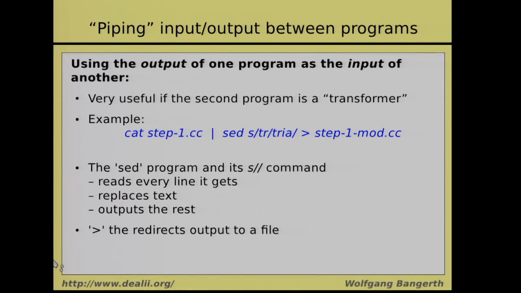And then I'm going to use the bigger than sign. What that does is the output of sed, instead of being printed to the screen, is redirected into a file. So this command line is going to read the file step1.cc, replace every occurrence of the text tr by tria, and then put the whole thing with the replaced text into a file step1-mod.cc. You may not have seen this. I chose tr and tria because triangulations is something that we will talk about a lot in many of the remaining lectures.